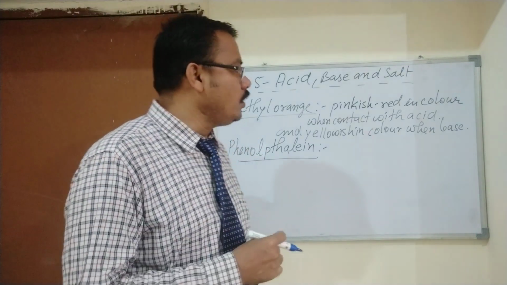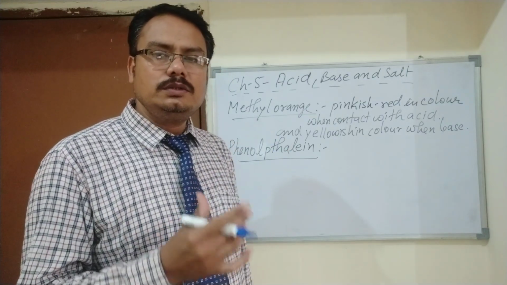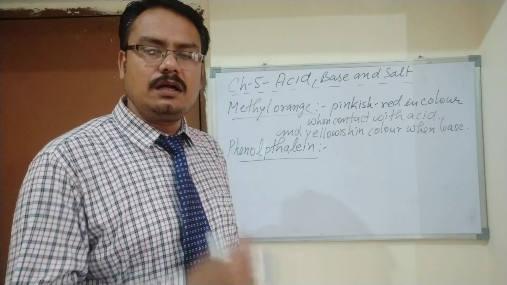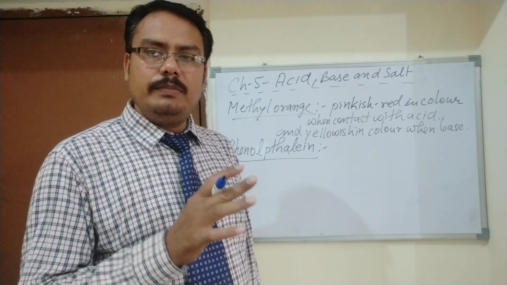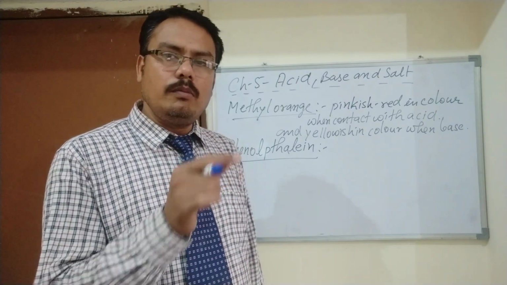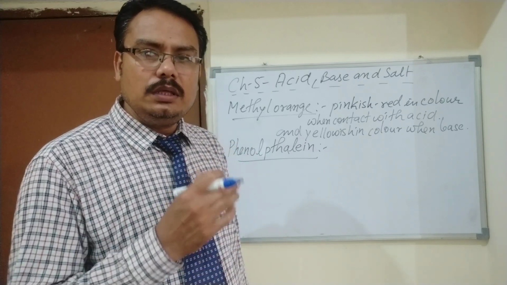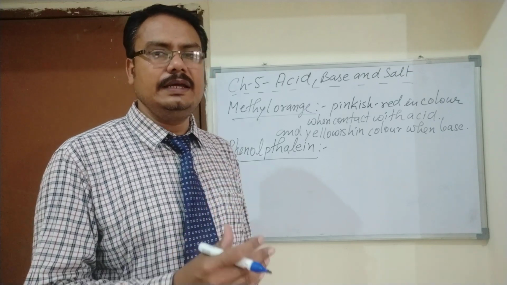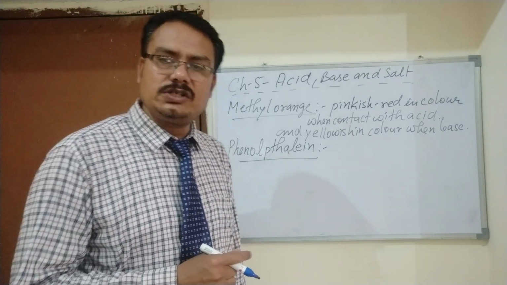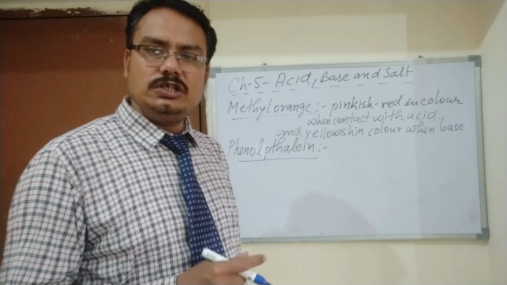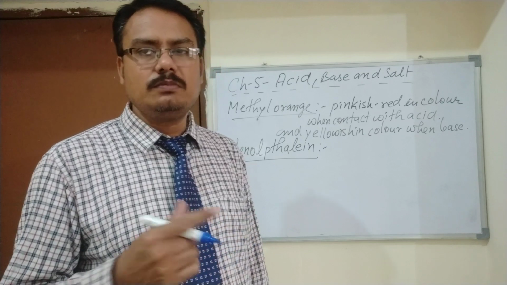For example, if methyl orange is dipped in a solution and the color changes to pinkish red, then it proves that the solution is acid. But if the color changes to yellowish, it proves that it is base. So students, these are the color change indications of methyl orange. Pinkish red color proves acid, and yellow color proves base.